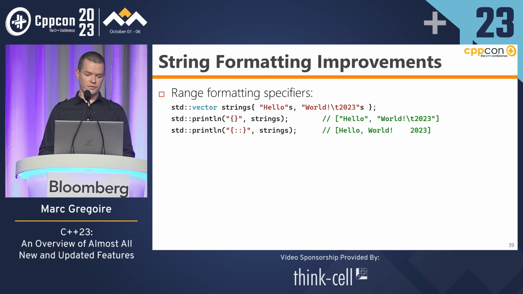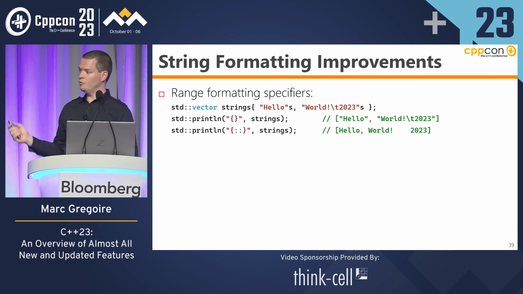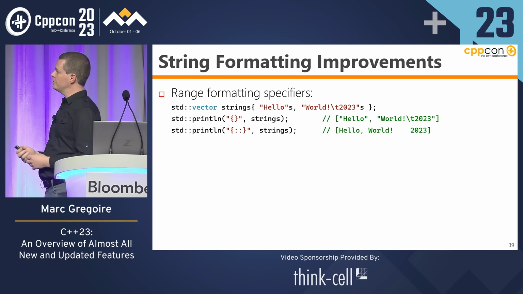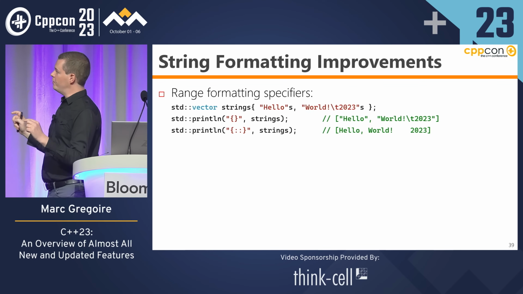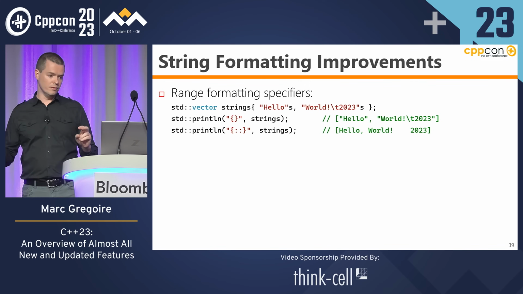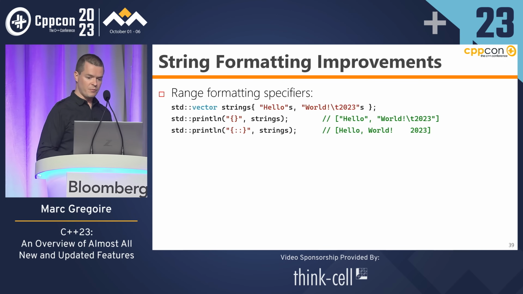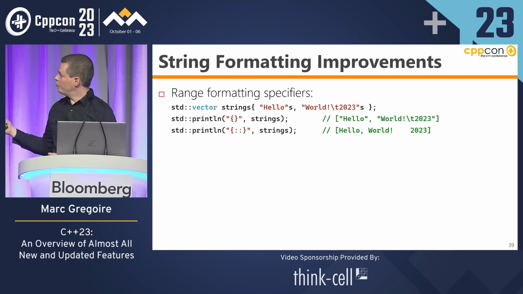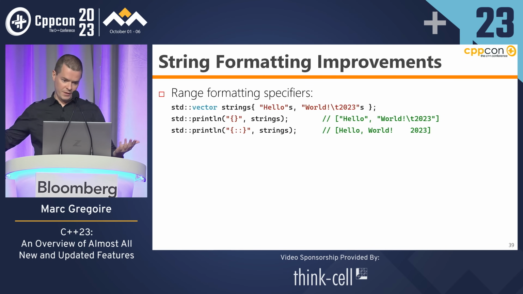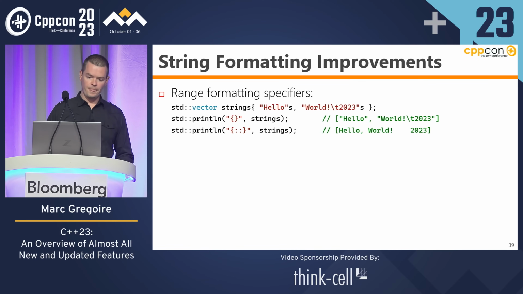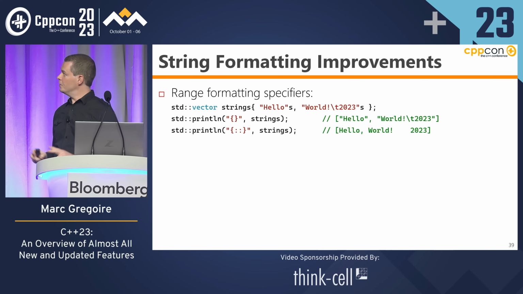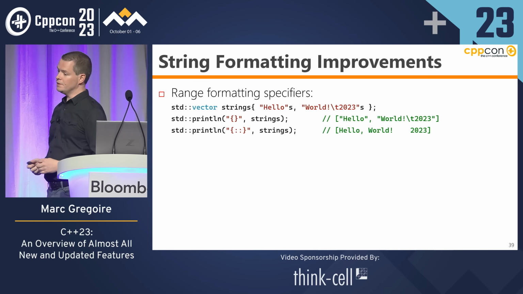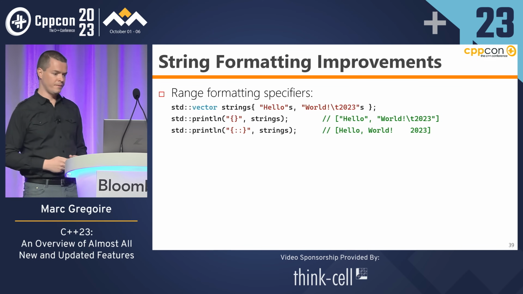So here I have a vector of strings. If I just send it to print without any format specifier, this is the result. So I have square brackets. Every string is surrounded by double quotes. And escape characters are output as escape characters. They are not interpreted. If I pass colon, colon as the format specifier, then you see the quotes are gone, and the \t is actually replaced by a real tab character.